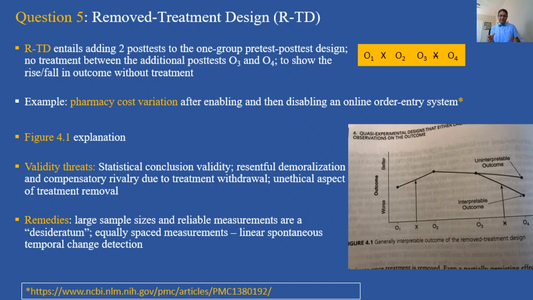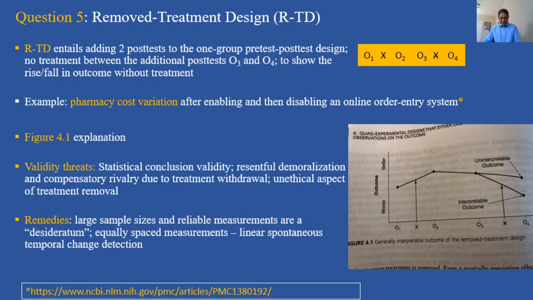So that shows, and this is a typical remote treatment design, or can be equated to a remote treatment design, where we can see that due to this rise in the price, we can attribute the initial decrease in the price to the system being put in place. Let us further understand this with figure 4.1 from the textbook, which is copied here. Apologies for the poor quality of the picture.